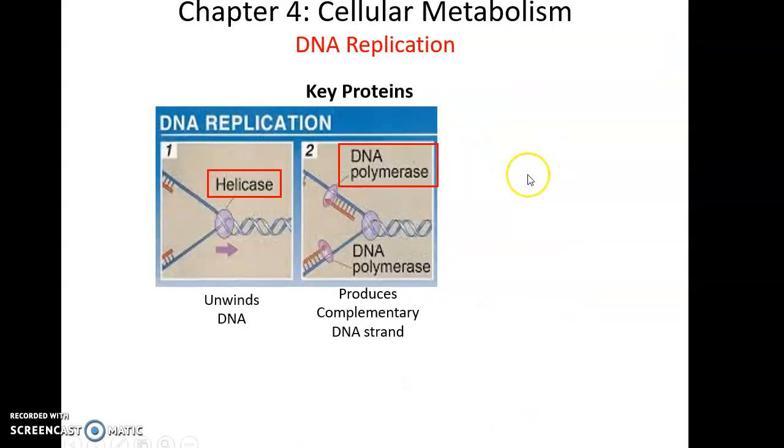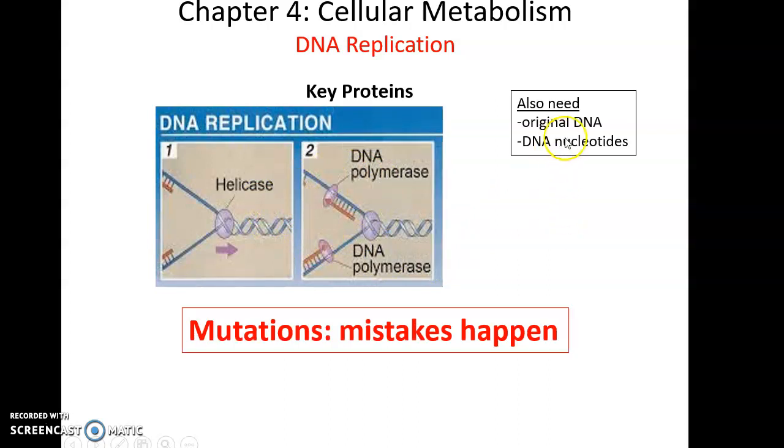There are some key proteins to this process. There is helicase. Helicase protein unwinds the double-stranded DNA. And then we also have DNA polymerase. This enzyme complex, DNA polymerase, produces the new DNA. It reads the sequence and brings in the complementary DNA nucleotides. Two sets of enzymes that are very important. So to do DNA replication, we need the original DNA. We need DNA nucleotides, we need helicase, and we need the DNA polymerase.